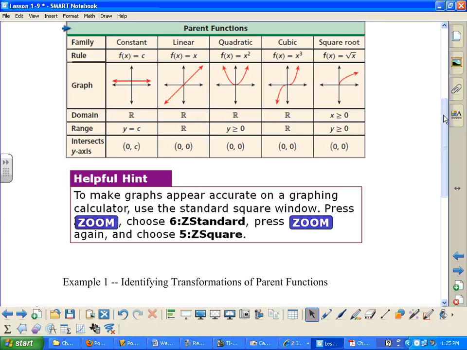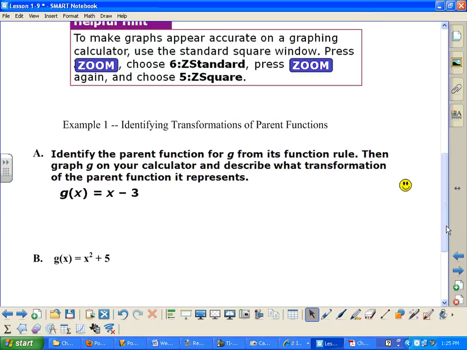The way to look at it is to look at the power. This has x, right? There's no power on that x, so it is linear. So this is going to be a linear function. That's the parent function.